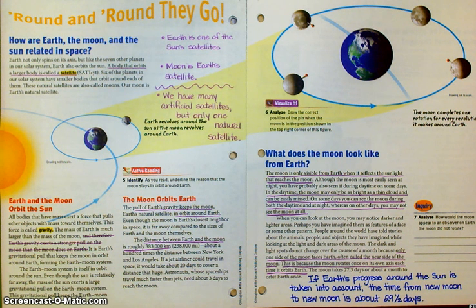Next page, what does the moon look like from Earth? The moon's only visible from Earth when it reflects the sunlight that reaches the moon. In the daytime, the moon may only be as bright as a thin cloud and can be easily missed. On some days, you can see the moon during both the daytime and the night, whereas on other days, you may not see the moon at all. Down in the bottom paragraph, only one side of the moon faces Earth, often called the near side of the moon. This is because the moon rotates once on its axis each time it orbits Earth.